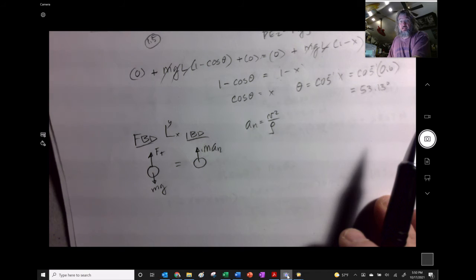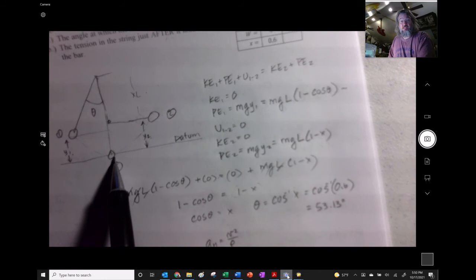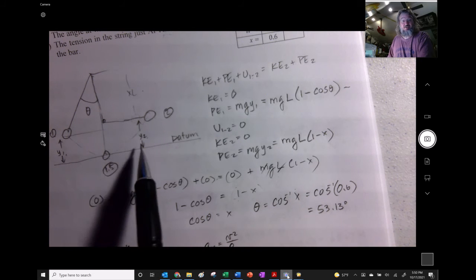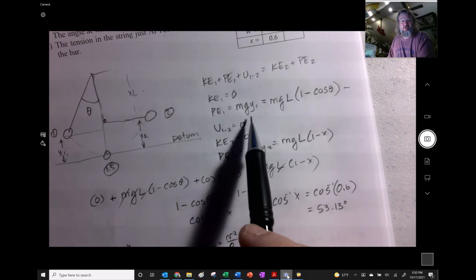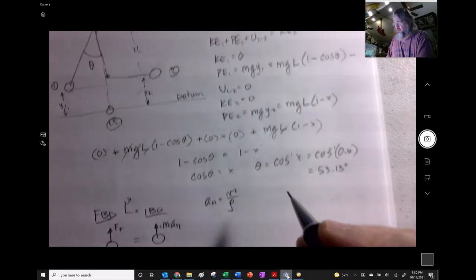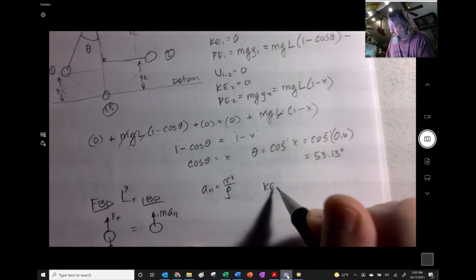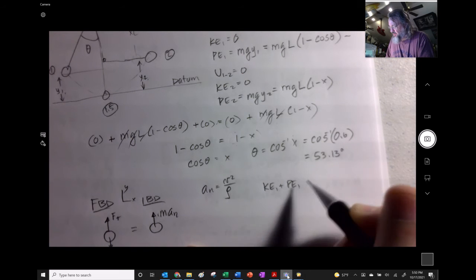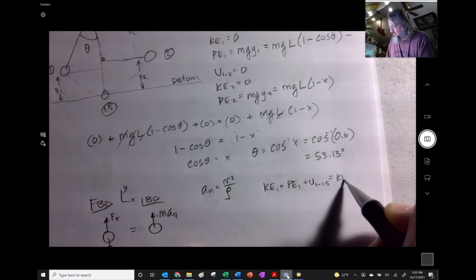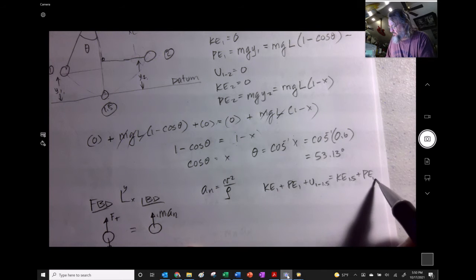So what do I do about that? To find that v squared, I find the velocity right here when it's at the bottom. I already have it kind of set up to do it. I just need to change it so that instead of going from 1 to 2, it goes from this one right here. I called it 1.5. Why not? So I said, and I didn't leave myself enough room for this, KE1 plus PE1 plus U1 to 1.5 is KE1.5 plus PE1.5.